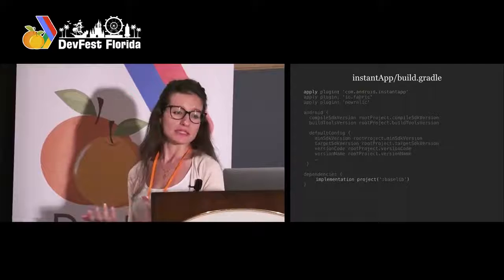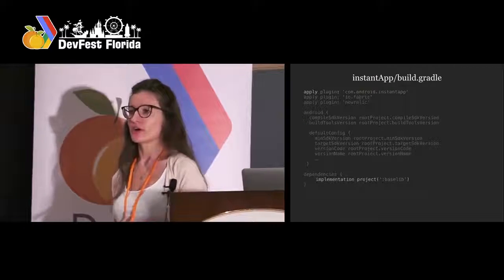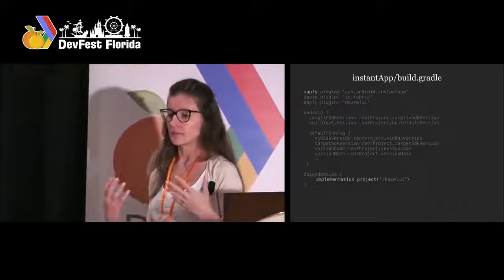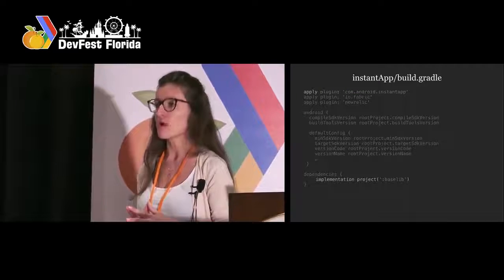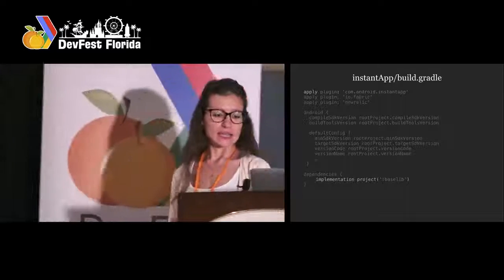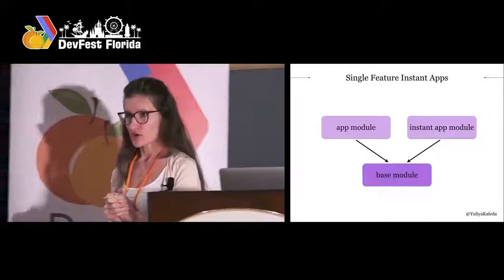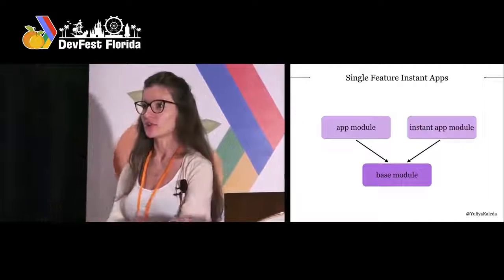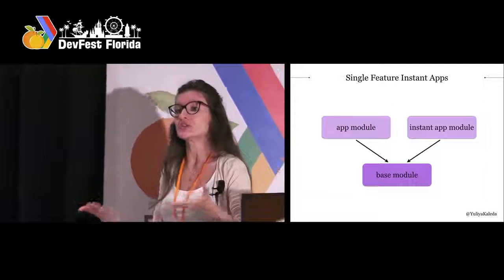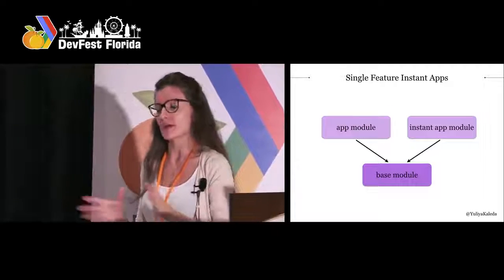And in the dependencies, we don't have to specify library dependencies again. So it looks very similar to an app module. It would just have a reference to the base module. And that's pretty much it. So probably within a few hours, and definitely a little bit less than a day, you can build your single feature instant app. So it's not that scary.